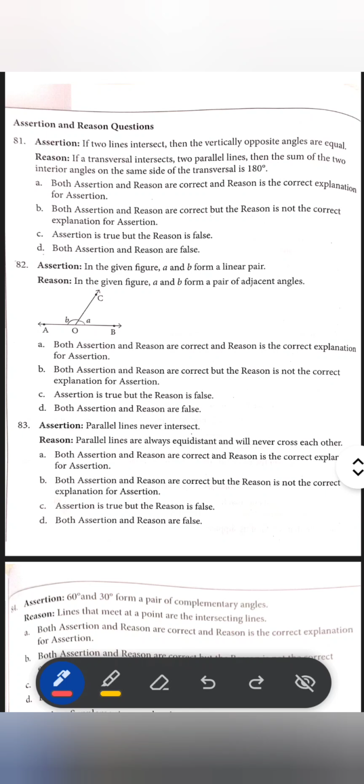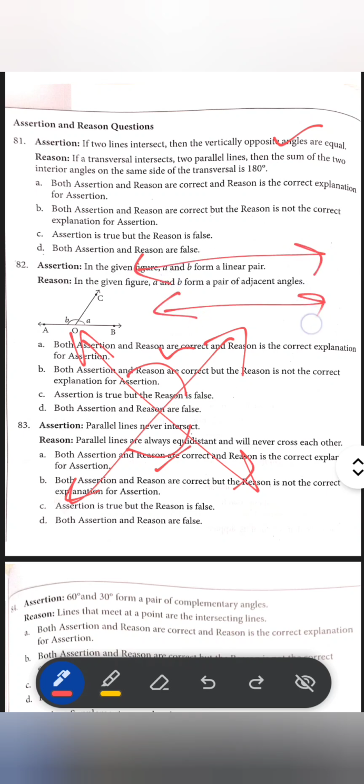Question number 81. Assertion is given: if two lines intersect, then the vertically opposite angles are equal. Yes, this is correct. Reason: if a transversal intersects two parallel lines, then the sum of the two interior angles on the same side of the transversal is 180 degrees. That is also correct, but this is regarding parallel lines, not intersecting lines. So both assertion and reason are correct, but the reason is not the correct explanation of assertion.